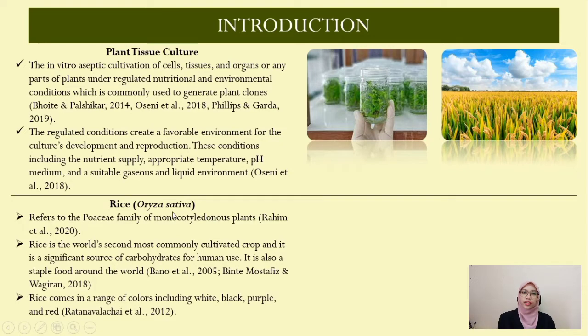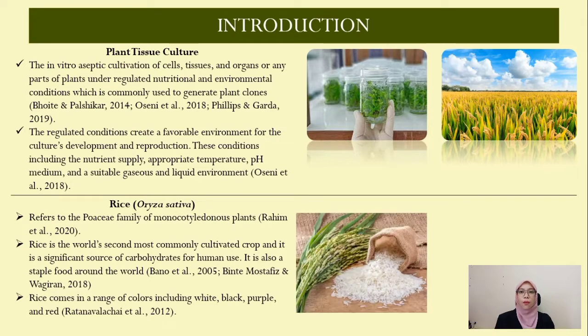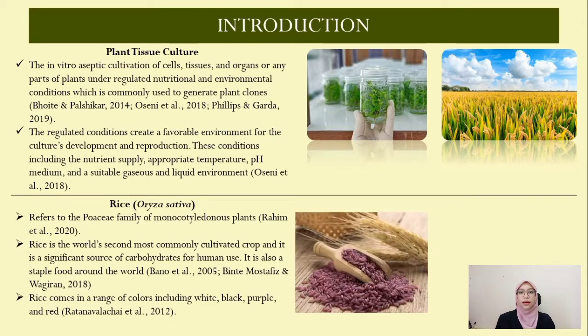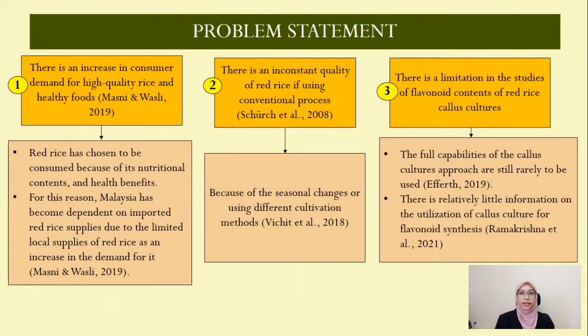Rice, or the scientific name Oryza sativa, refers to the Poaceae family of the monocotyledonous plants. Rice is the world's second most commonly cultivated crop, and it is a significant source of carbohydrate for human use. It is also a staple food around the world. Rice comes in a range of colors including white, black, purple, and red.